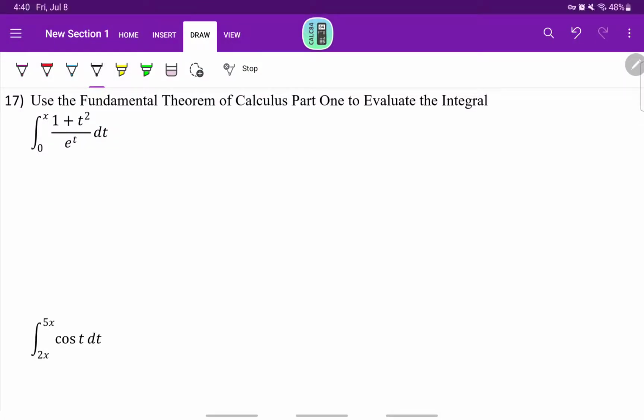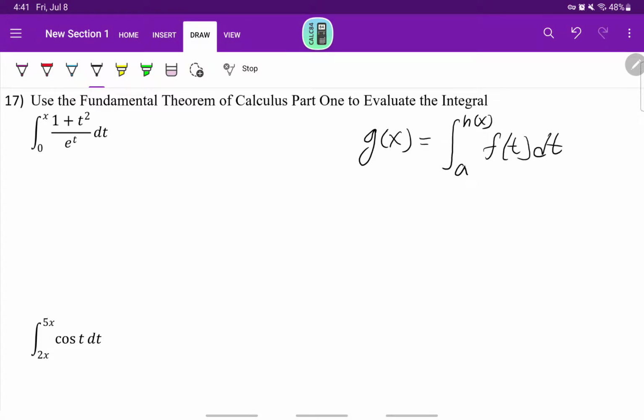All right. Number 17 says, use the fundamental theorem of calculus part 1 to evaluate the integral. Let's first go over what is the fundamental theorem of calculus part 1. Suppose we have g of x equals the integral going from a to some value. We're going to call this g of x. No, I don't call it g of x. Let's call it h of x, of f of t dt.